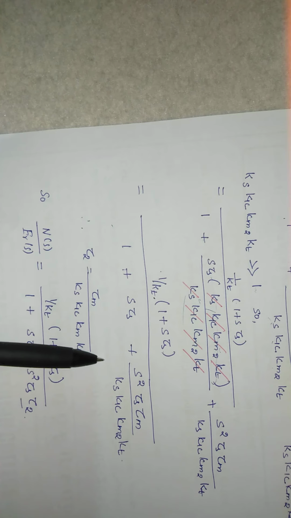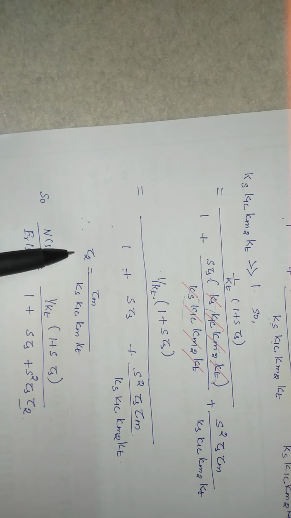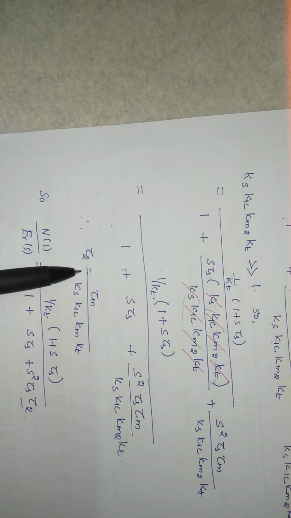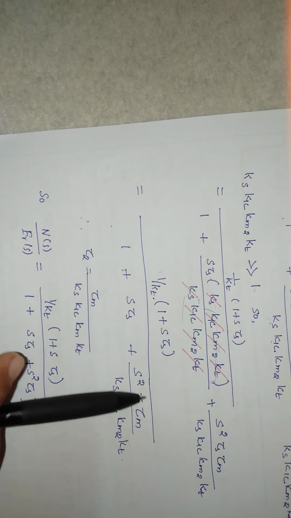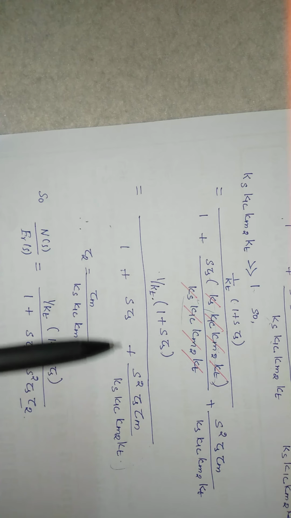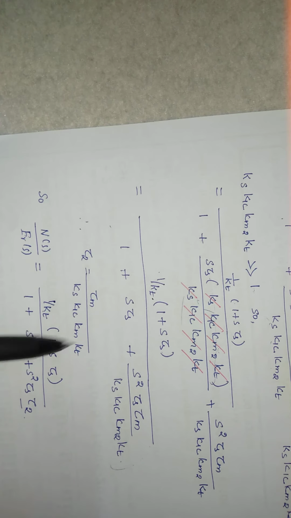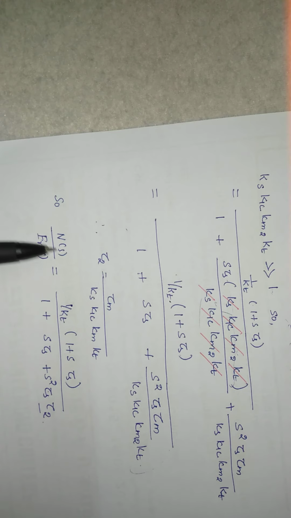From this equation we can have tau 2 as tau m divided by Ks, Kic, Km, Kt, because this term we are writing as tau 2. So if you replace the tau 2 value here, then 1 by Kt, (1 plus s tau s) divided by (1 plus s tau s plus s square tau s and tau 2). So this is our transfer function for Ns divided by Er.